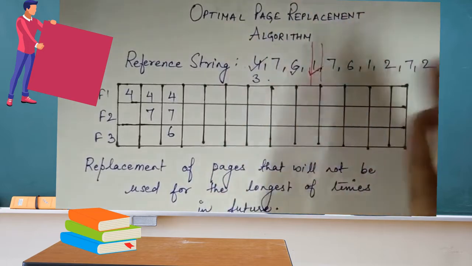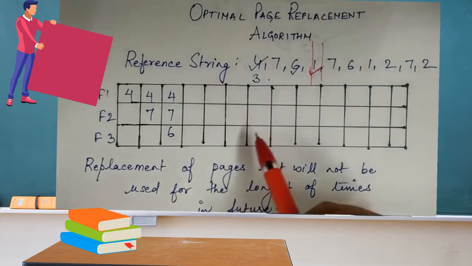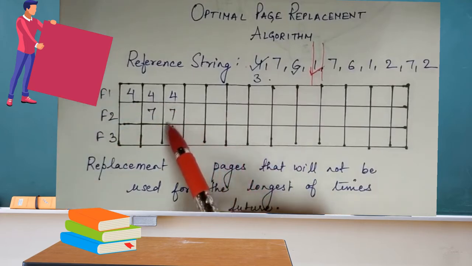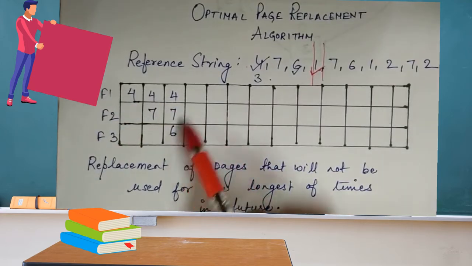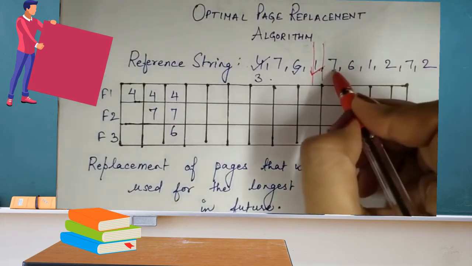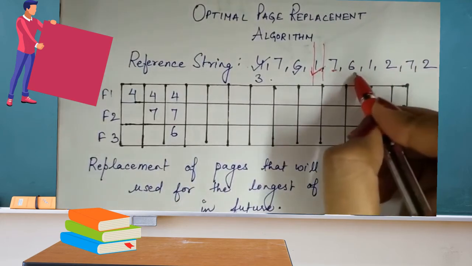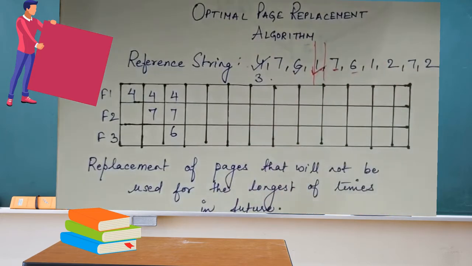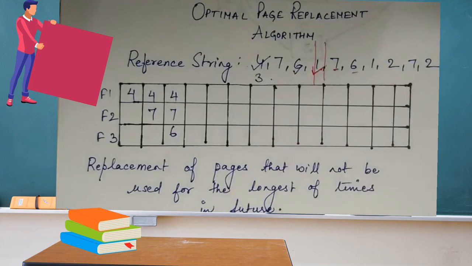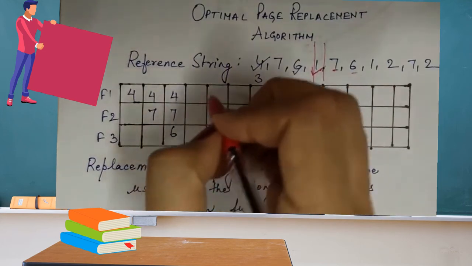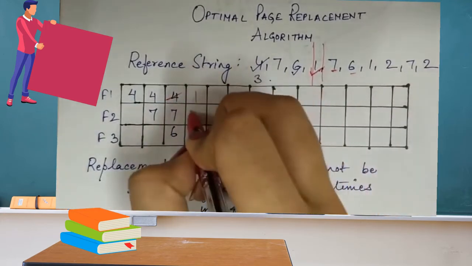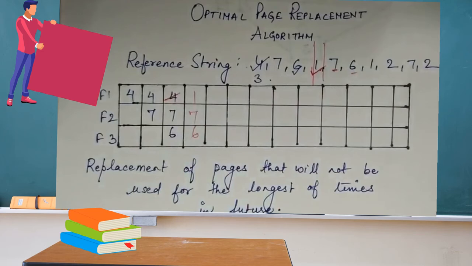So let's see what elements we have on the right hand side. We have 3 elements, that is 4, 7 and 6. We see that 7 is there and 6 is there, but we cannot see 4 later in the string. So 4 is not being demanded for a very long time. Here what we do is we replace 4 and we put in 1, 7 and 6.